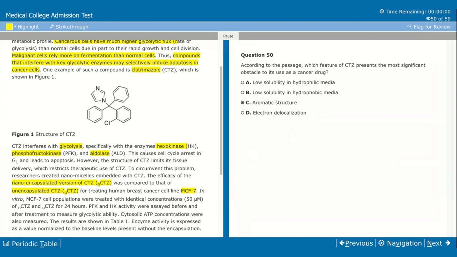This is a hydrophobic molecule, which means that it's not going to be able to dissolve very well in hydrophilic media, because for it to get into cells, it needs to dissolve in your blood and it needs to dissolve in the cytosol of your cells. Both of those liquids are almost entirely water, which is a hydrophilic medium. So the right answer here is A. That's what I was going to say. Definitely A. Yeah. Good.